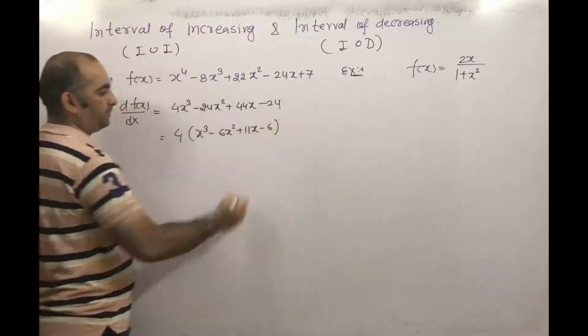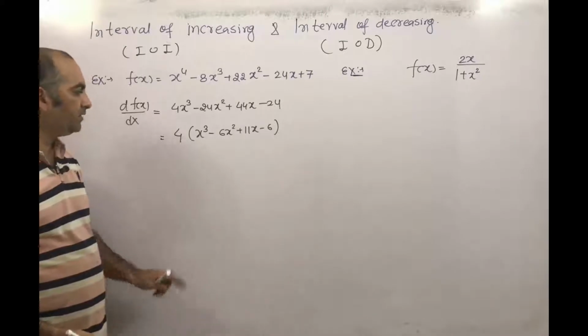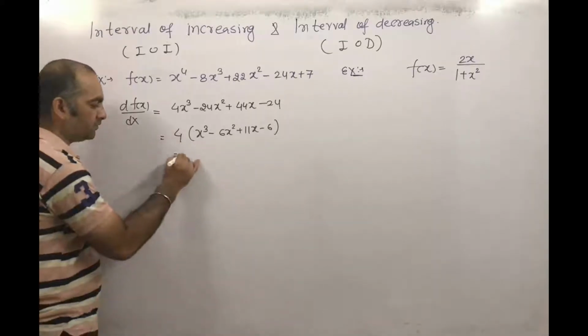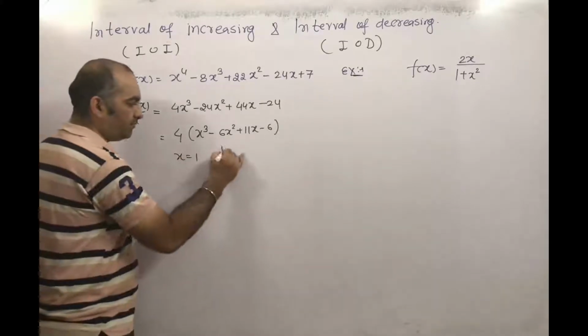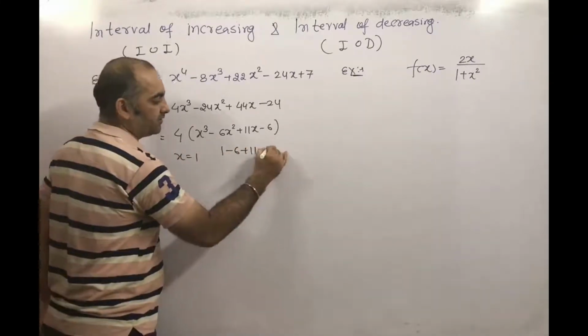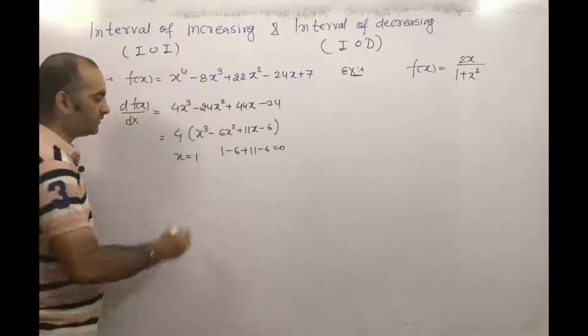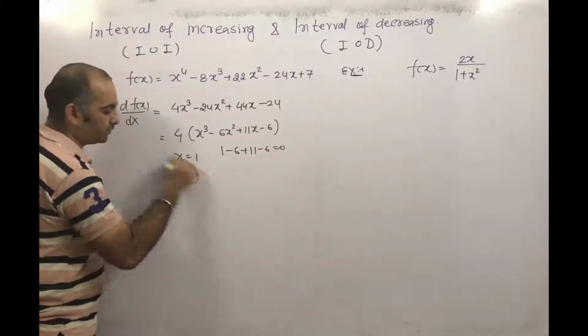6. This will come. Now here, if I put x equal to 1, then it will satisfy this, because 1 minus 6 plus 11 minus 6 comes to 0. So we can say x minus 1 is a root.